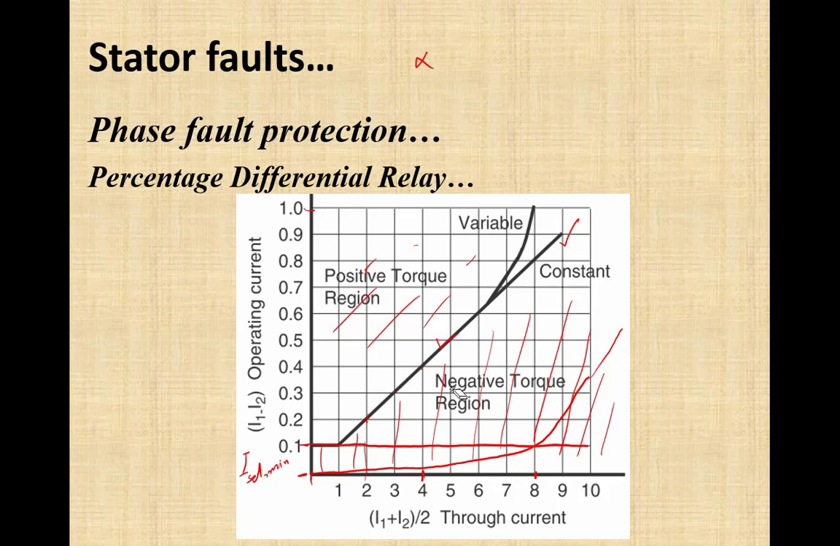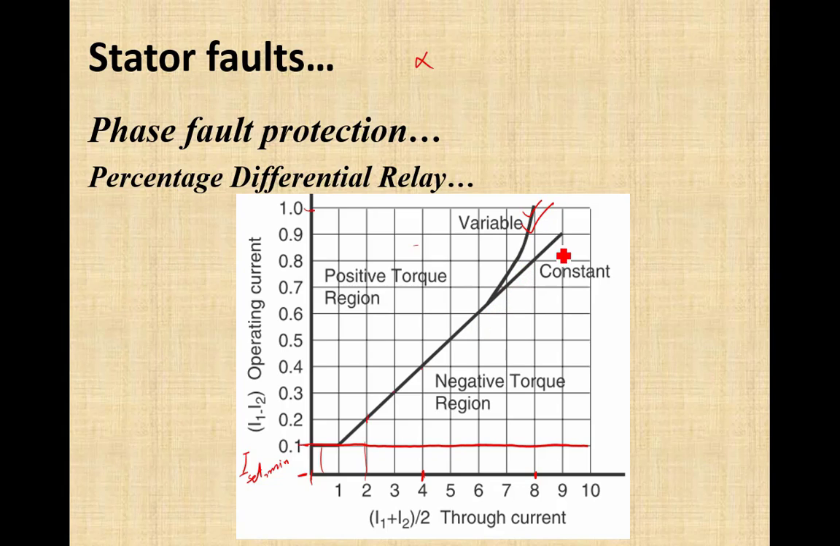Now in the same graph you can see another curve which is extending in this manner, like here. So in the definition of percentage differential relay, we have mentioned that the setting of the relay could be a fixed percentage or a variable percentage of the retaining coil current. So if the setting is a variable percentage of the retaining coil current, the characteristic of such a differential relay will be this one. Here we can see it is variable.